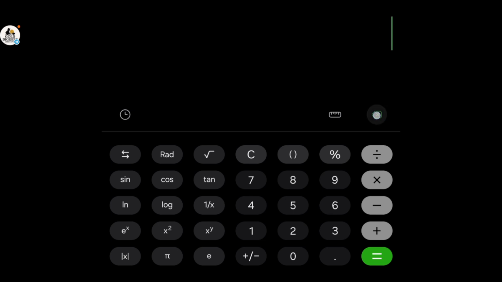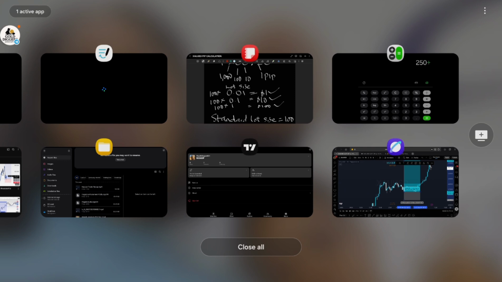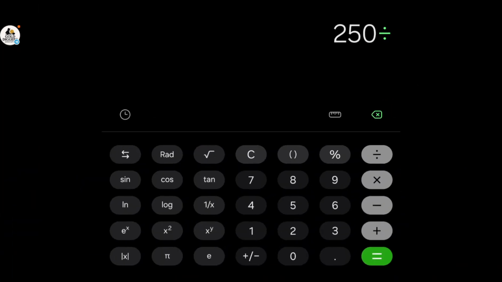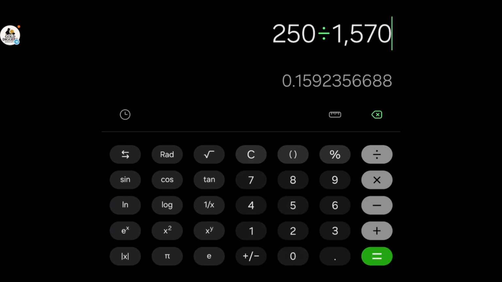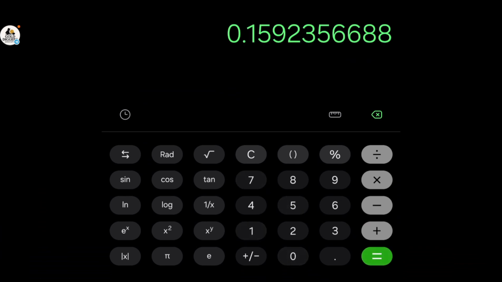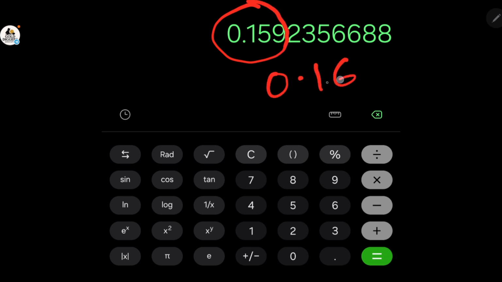Let's go to the calculator. 250 divided by 1570. So this is going to be our lot size. But you know it can't be 0.159, so you just do 0.16. Yeah. So this is one way to calculate your lot size.